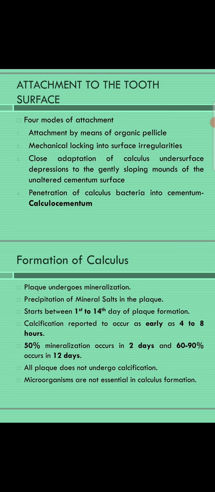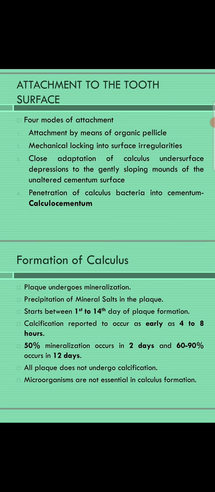When plaque is formed, then plaque undergoes mineralization. As a result, there will be calculus formation. Now, how does precipitation of mineral salt occur in the plaque? In plaque, the mineral salt will start to precipitate out. As a result, there will be hardening of plaque to become calculus. Now, these points are very, very important for MCQs.